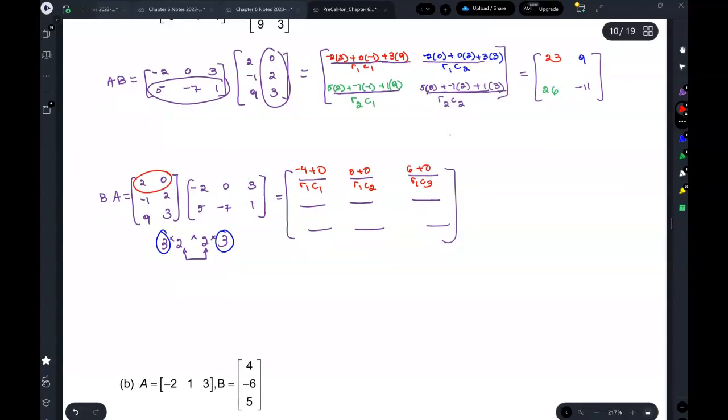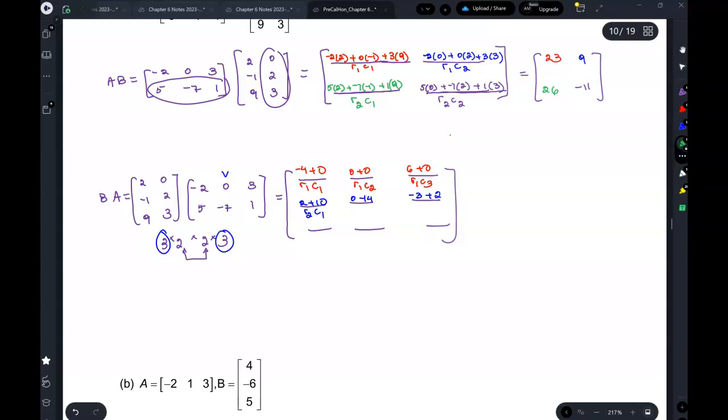Okay, let's go down a row. Let's do row 2, column 1. Is everybody okay with how we're getting these numbers? So what am I going to get here? 2 plus 10. And then the next one, I also like to do an arrow sometimes. It's easier. 0 minus 14. And then here, negative 3 plus 2. Is that right?